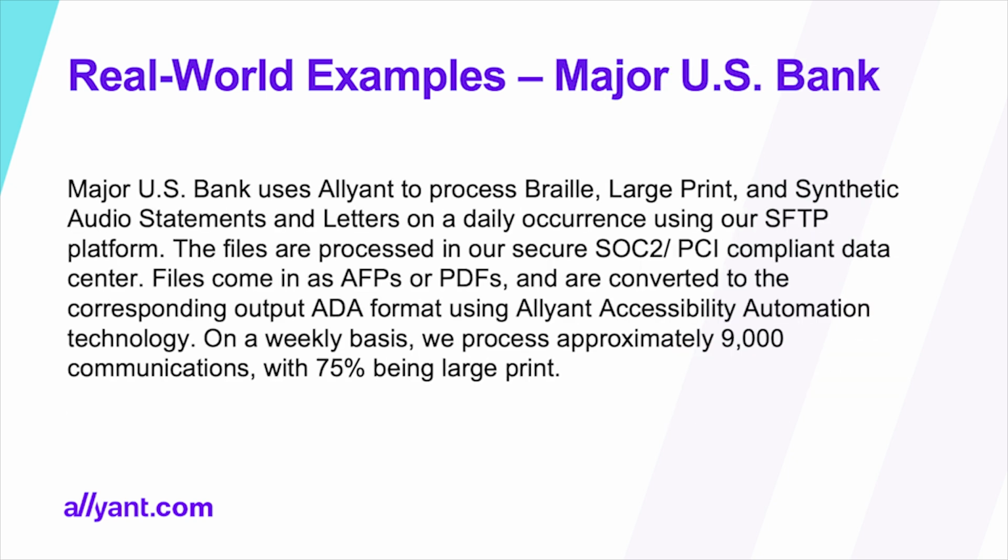In addition, there's a U.S. major bank that works with Alliant. One of the things that we find with working with data like banks and insurance companies is the requirement for really high levels of security. So we have two secure data centers in North America, one in Ottawa, one in New York, where we process all the documents that are sent from our clients that require a highly secure data center environment. So it's SOC 2, it's PCI compliant. We take in the files through a secure FTP process. They sometimes come in as AFPs or they can come in as PDFs.